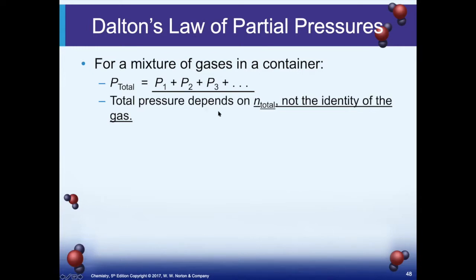So the concept here is that the total pressure just depends on the total moles of gas, not the identity of the gas. It doesn't matter what this gas is. It could be oxygen, it could be helium, it could be something different. They don't have to be similar gases in their chemical properties, in their molar mass, or anything like that. What matters is just the total moles of gas when it comes to the total pressure.